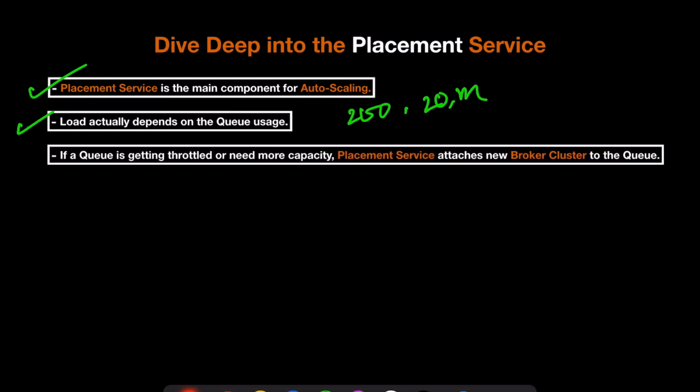So if a queue is getting throttled or needs more capacity based on its metrics, the placement service first attaches new broker clusters to the queue. That means if Q1 had 100 broker clusters attached to it, and it's almost utilizing 100% of the clusters based on TPS and other metrics, then we will attach another 50, an extra 50% new clusters, to Q1 so that it does not fail and keeps processing.